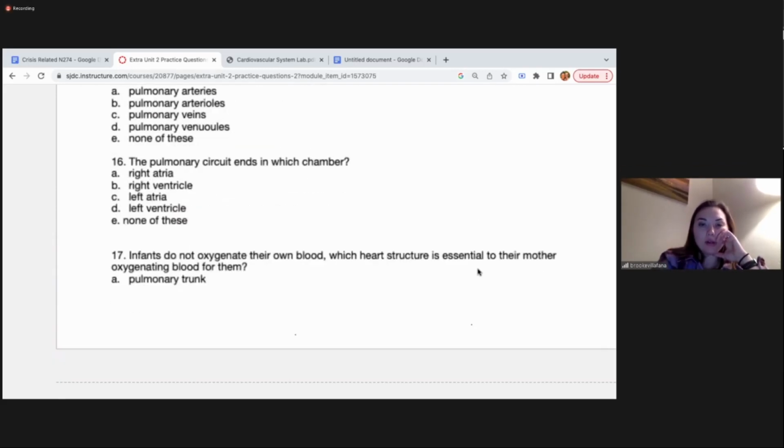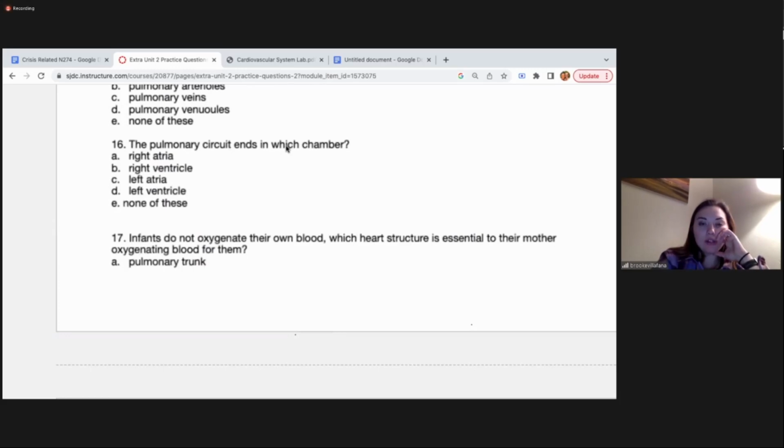Okay, so the pulmonary circuit ends in which chamber? Question 16. Good, nice. So it starts in that right ventricle and it ends in that left atria. Very nice. Good job, guys.